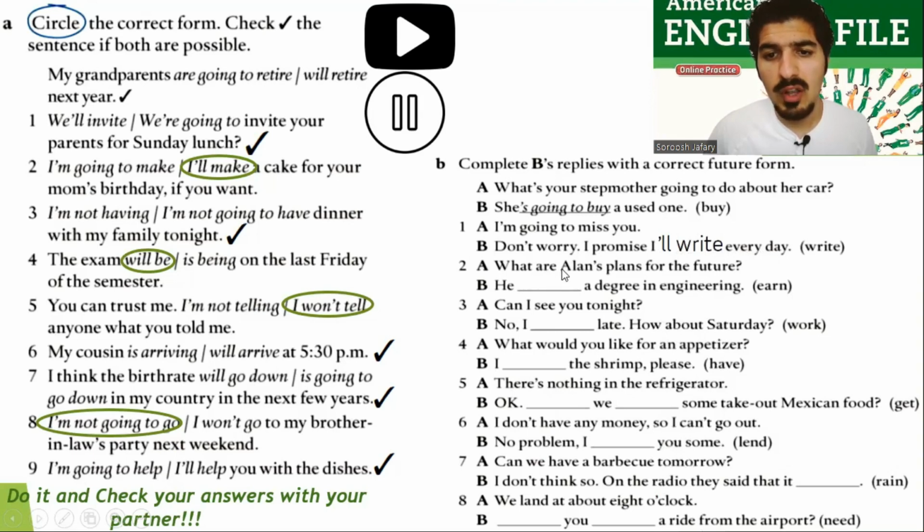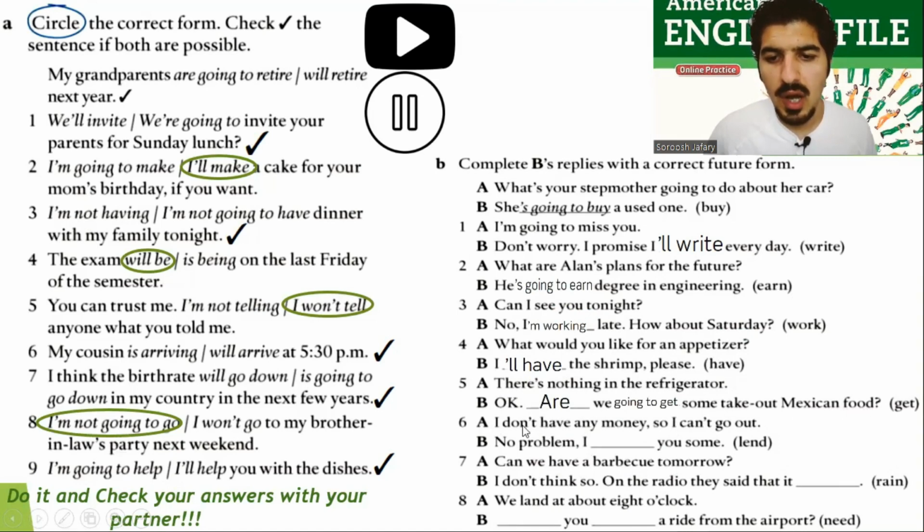Number two, what are Alan's plans for the future? He is going to earn a degree in engineering. Number three, can I see you tonight? No, I'm working late. How about Saturday? Number four, what would you like for an appetizer? I'll have the shrimp, please. Number five, there's nothing in the refrigerator. Okay, are we going to get some takeout Mexican food?